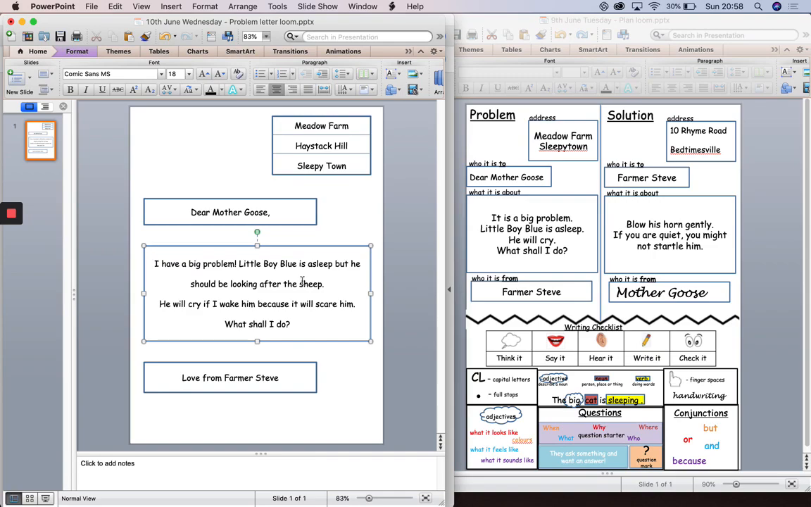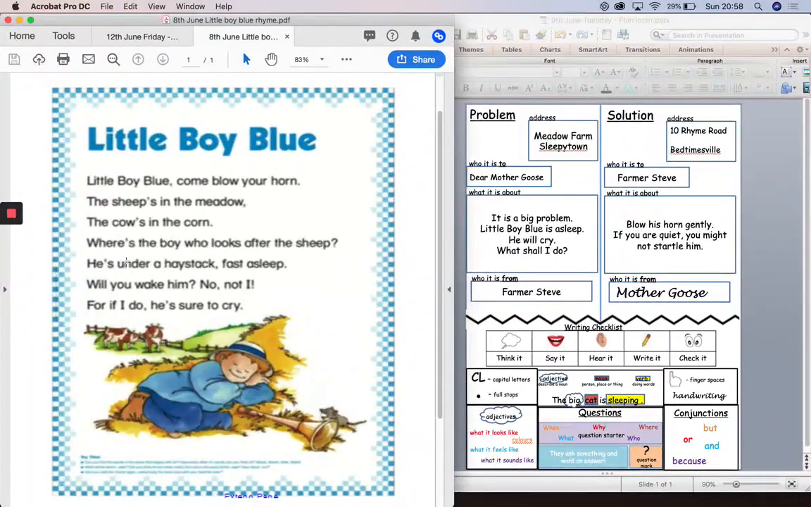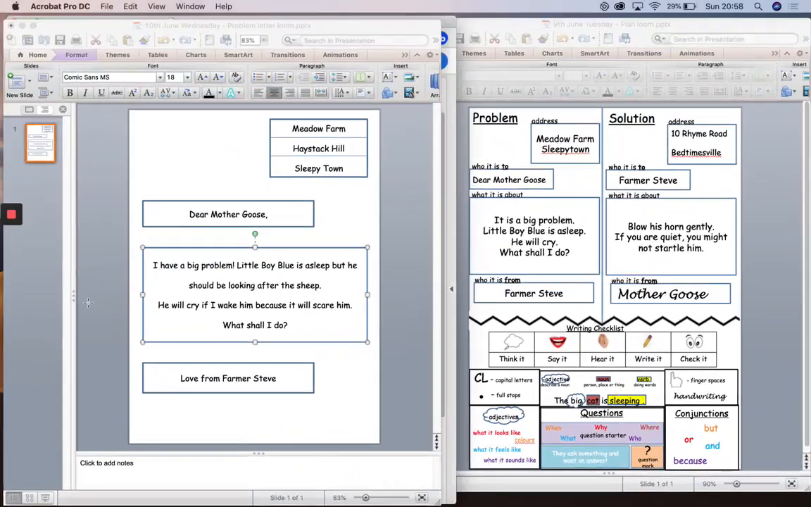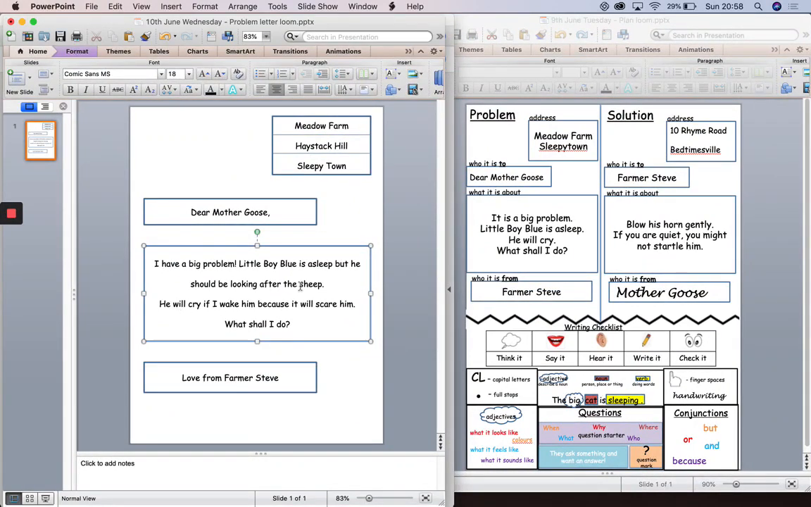Maybe the sheep, I could describe those. The sheep are actually in the meadow. Should they be in the meadow? Is that saying that they shouldn't be? Maybe I could say he should be looking after the naughty sheep. So I've got another adjective there. Have I got any conjunctions? I've got because and I've got but. Very happy with those. And I've got a question as well. So I'm happy that I've included lots of things from my checklist there.